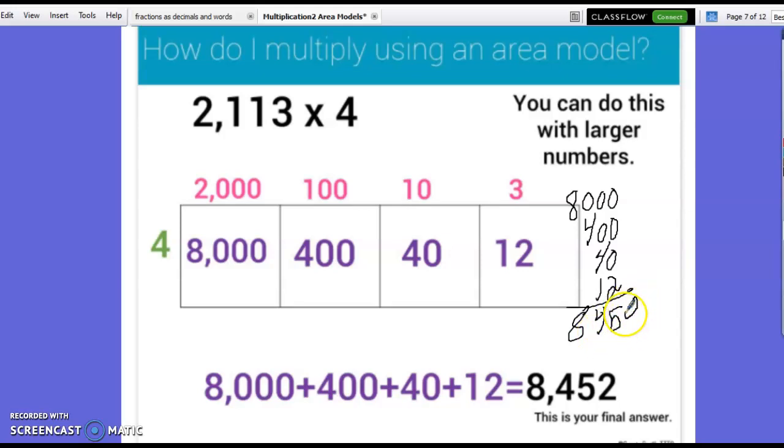8,452. What I saw the mistakes happening yesterday was we weren't doing the multiplication correctly, or we weren't lining up our digits and adding up correctly. Some of the digits were not lined up. So remember, when you add, your digits have to be lined up vertically into their place value homes, and then you add. So we're going to be practicing that today.